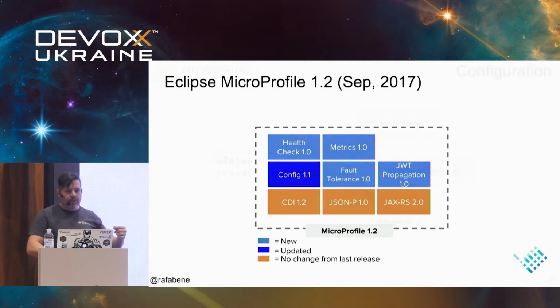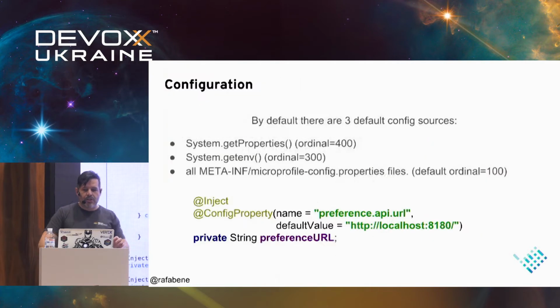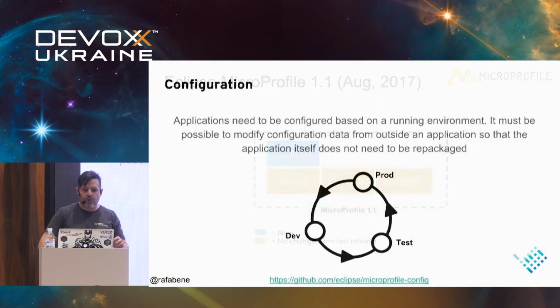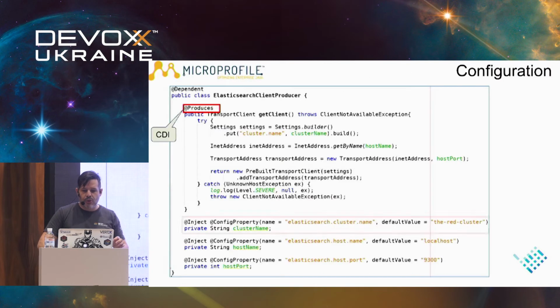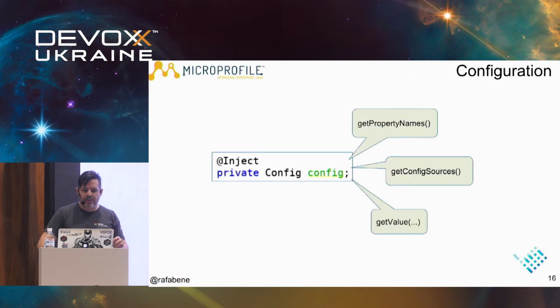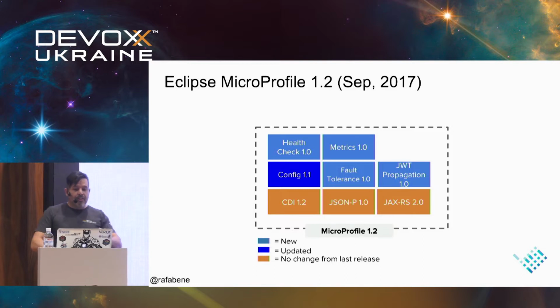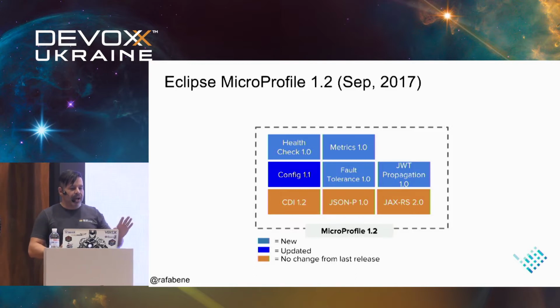Then you can see that just 1 month later, from August 2017 to September 2017, they released 4 new APIs. They updated the Config API, but they released Health Check, Metrics, Fault Tolerance, and JWT Propagation.